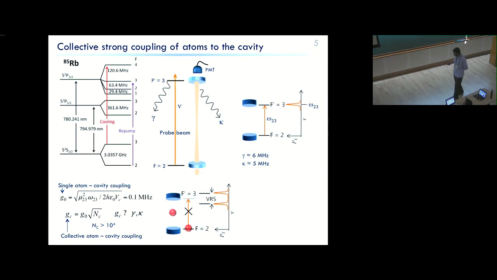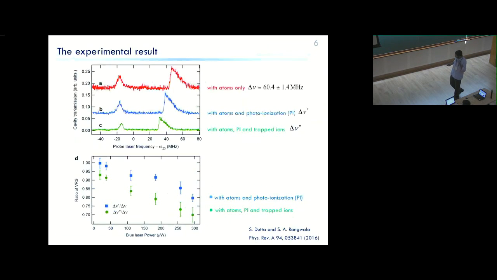So now, what happens if we trap ions simultaneously? These ions are at a much hotter temperature, so they're flying very fast. So basically, they essentially knock out these atoms from the atom trap, which means they should reduce the number of atoms, which means they should reduce this splitting, and that should show us that there are some ions present. The question is, can we detect this? And it turns out we can.